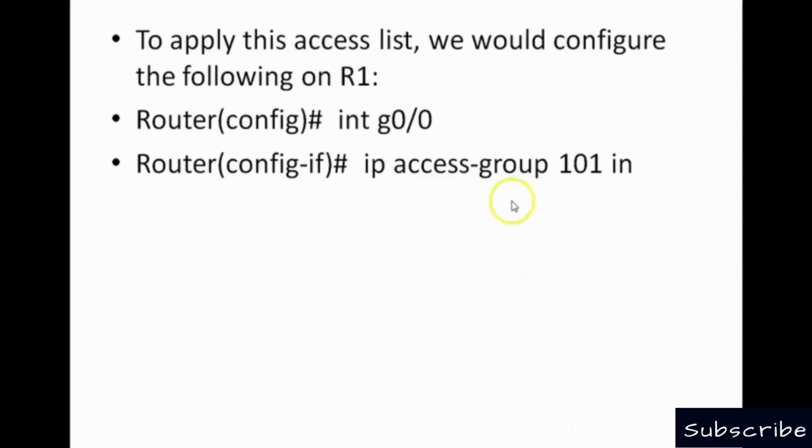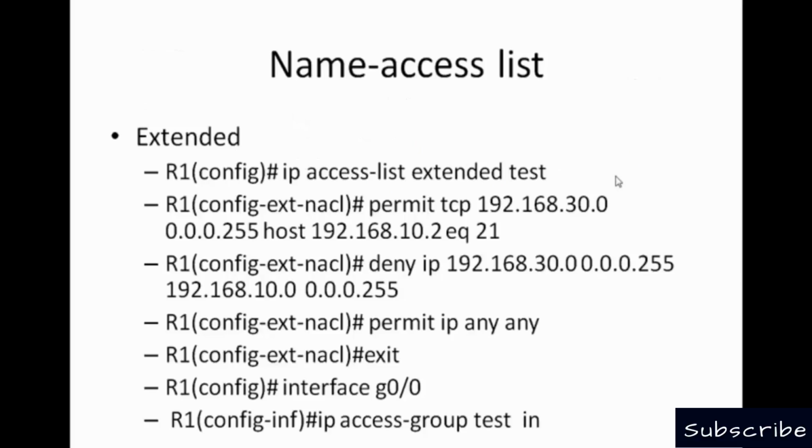Now if you want to apply that particular access list on an interface, then you can write interface G0/0, IP access-group 101 in. So next we will discuss that same scenario in the named access list.